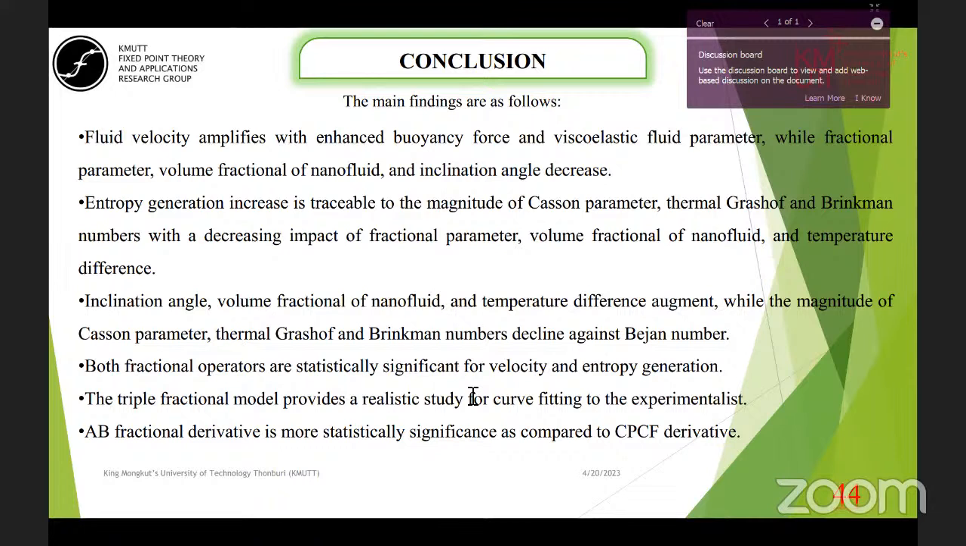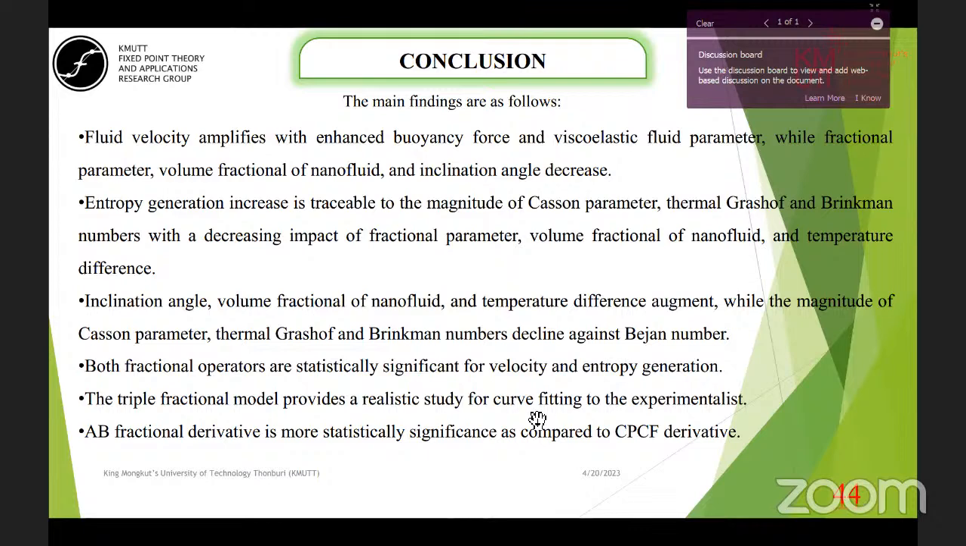Both fractional operators are statistically significant for velocity and entropy generation. And both fractional models provide a realistic study for curve fitting with experimental data. The Atangana-Baleanu fractional derivative is more statistically significant as compared to the CPCF derivative. But in case of memory effects, so in case of more realistic phenomena, we can say that the CPCF derivative is more realistic as compared to the Atangana-Baleanu fractional derivative.